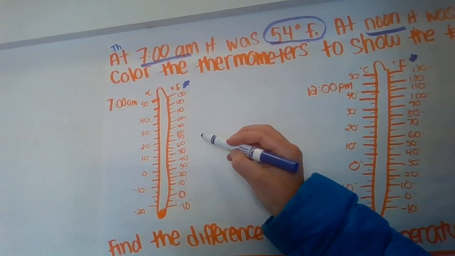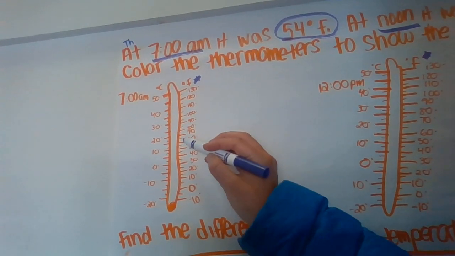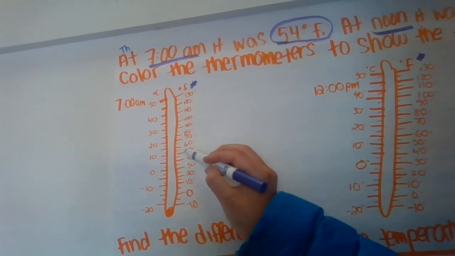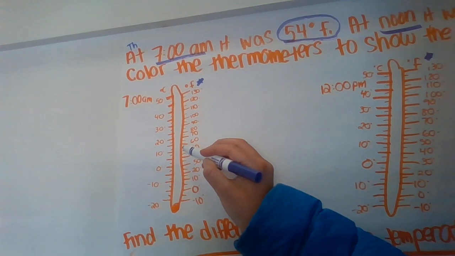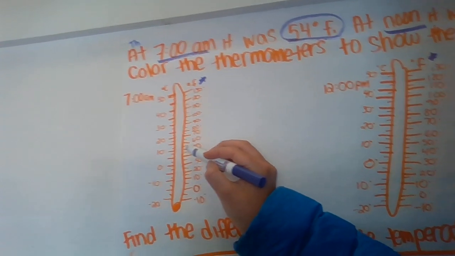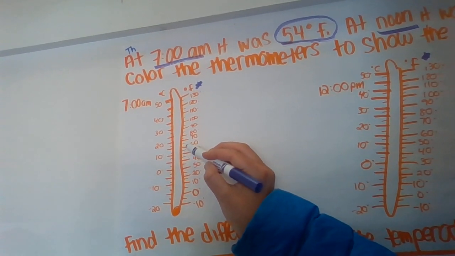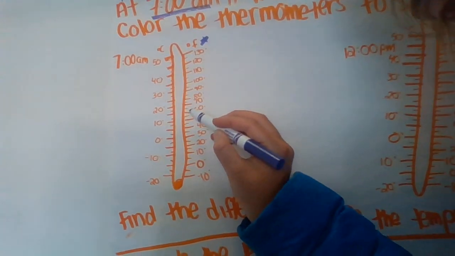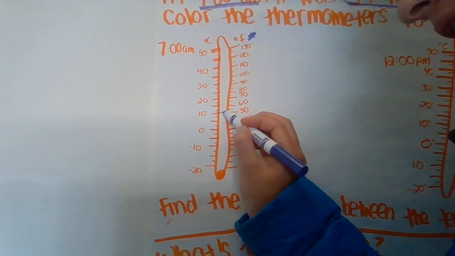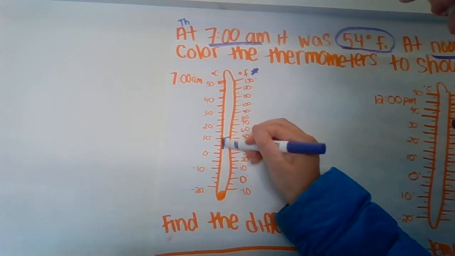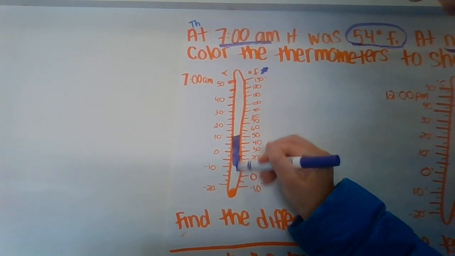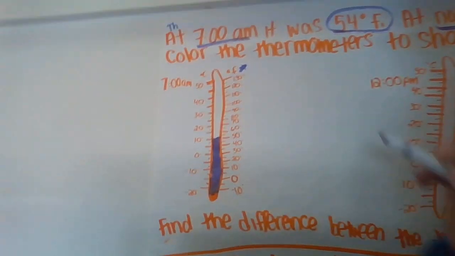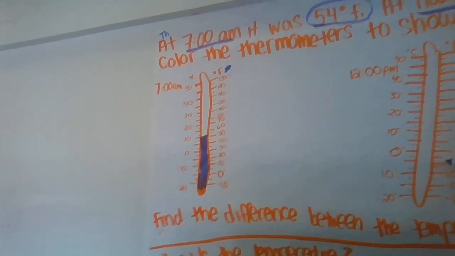It says it was 54. So I'm going to go ahead and find, oh, there's 50 and there's 60. This must be going up in intervals of 10 with midpoints of 5. So the one halfway between 50 and 60 must be 55. Now, I'm supposed to make it 54 degrees. So I'm going to draw a line right before 55 and then go all the way down because it's not quite 55 degrees, it's 54 degrees Fahrenheit at 7 a.m.